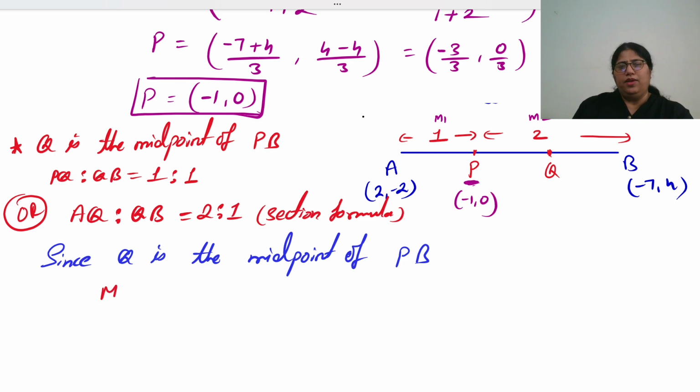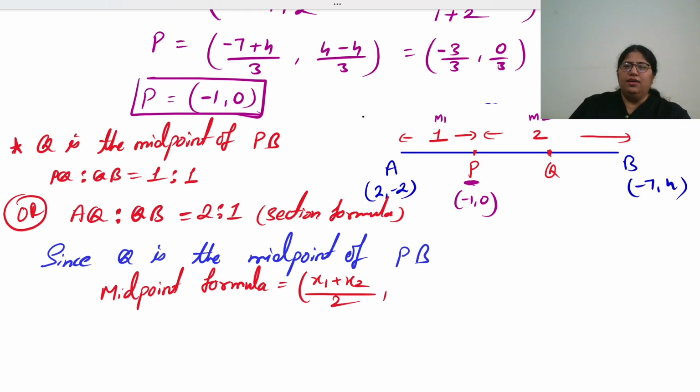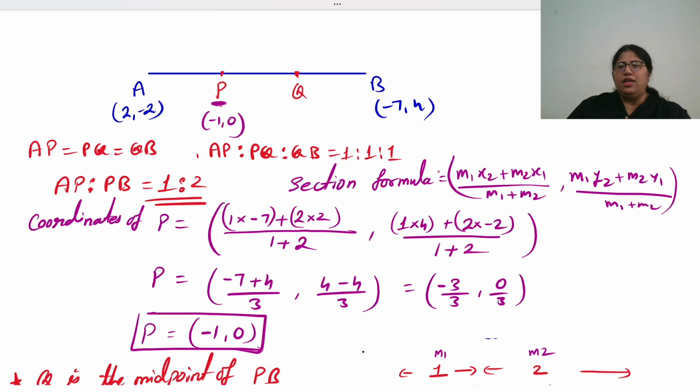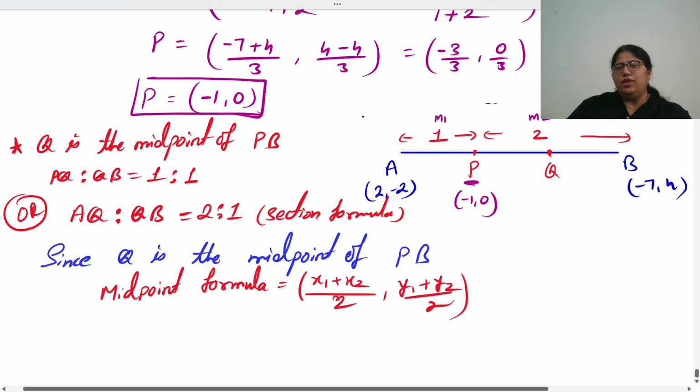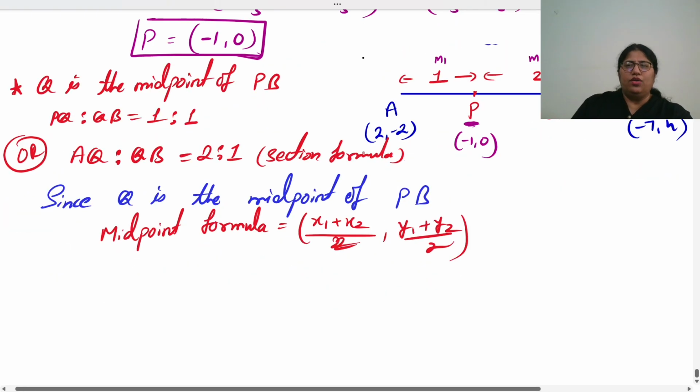So here the midpoint formula is x1 plus x2 by 2. Why do we have it? Because here, in the section formula, your m1, m2 is 1 is to 1. So this becomes 1. So x2 plus x1, and 1 plus 1 will be 2. So we have derived the midpoint formula from the section formula only. So x1 plus x2 by 2 and y1 plus y2 by 2, right?